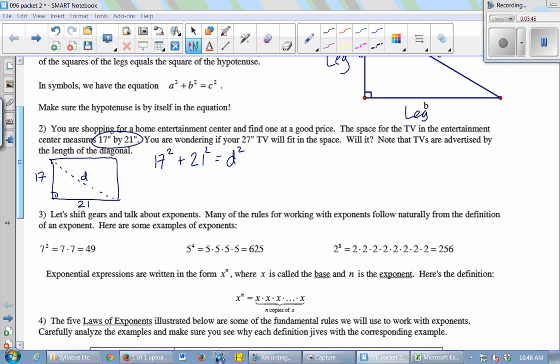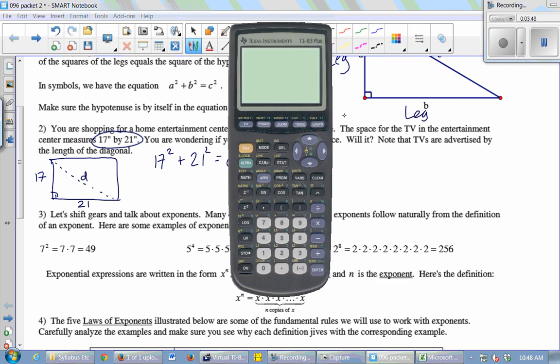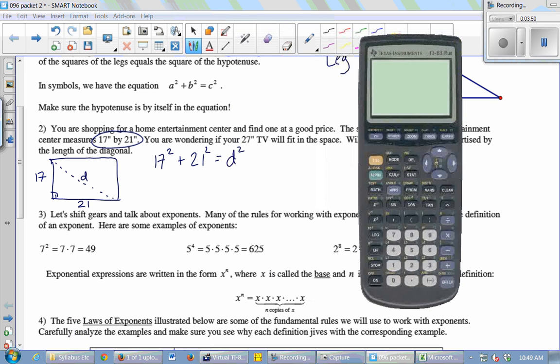So I'll pull out a calculator because I can't square 17 in my head. I mean, I could if I wanted to, but I don't really want to. 289. Okay, so 17 squared is 289. So I'm going to replace my 17 squared with a 289 plus 441. That's supposed to equal D squared. All right, so 289 plus 21 squared, 730. Okay, so I have 730 is equal to D squared.